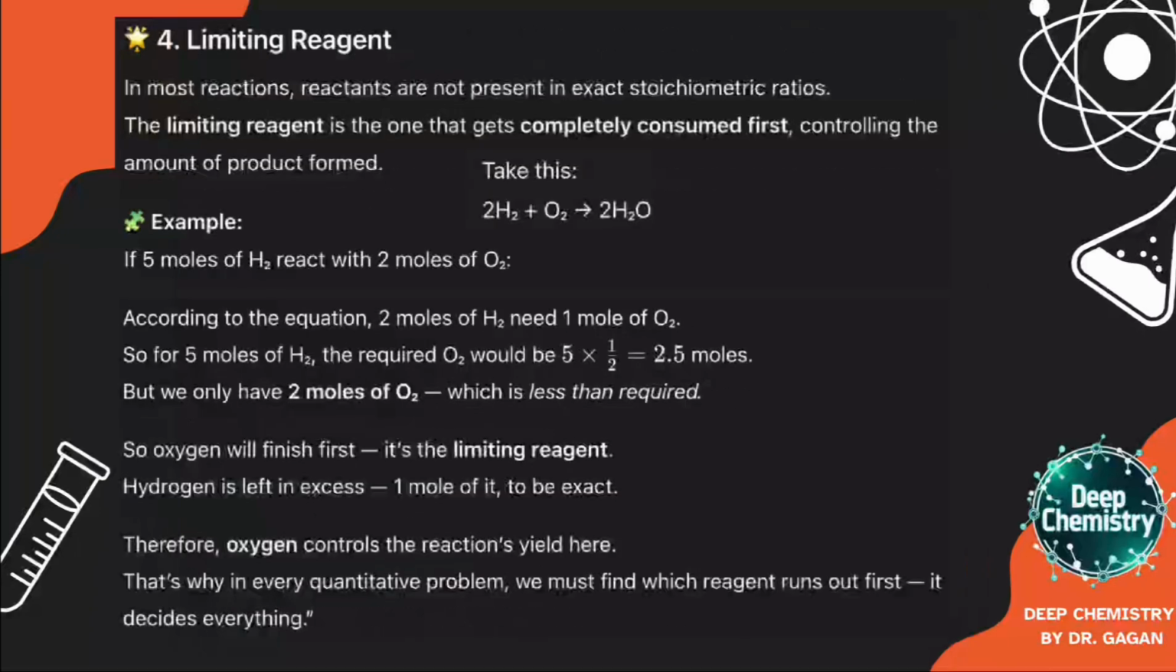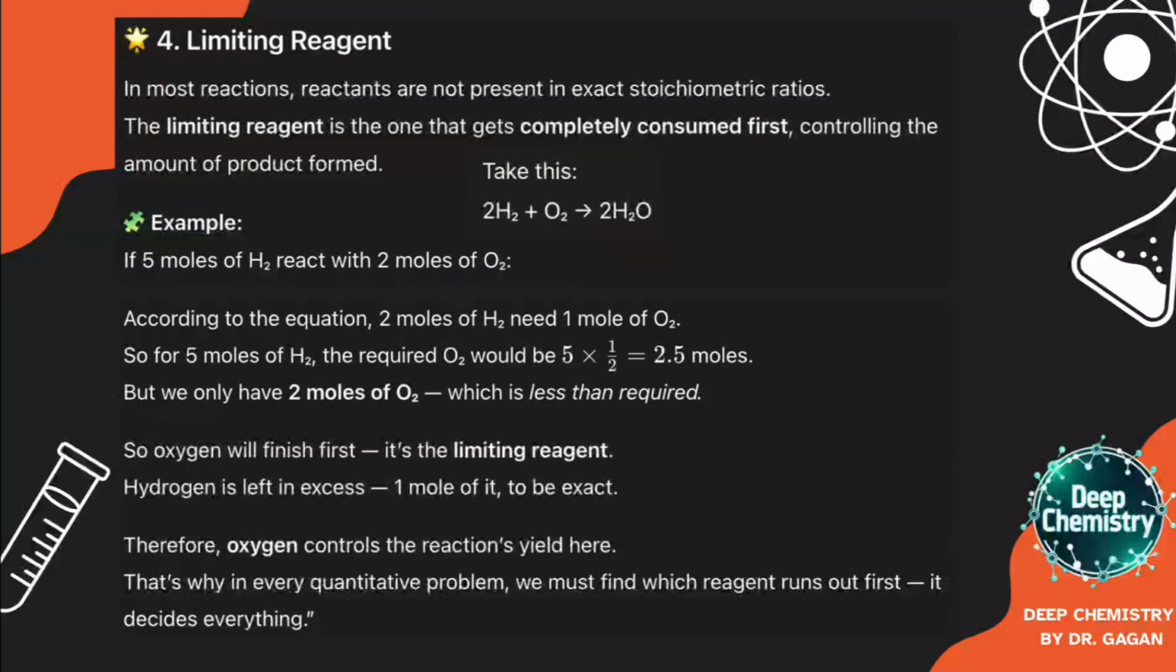Alright, let's continue. Now, let's tackle one of the most important and commonly misunderstood topics, the limiting reagent. In any chemical reaction, one reactant gets completely used up before the other. That one is called the limiting reagent because it limits how much product can be formed. Let's see it through an example.